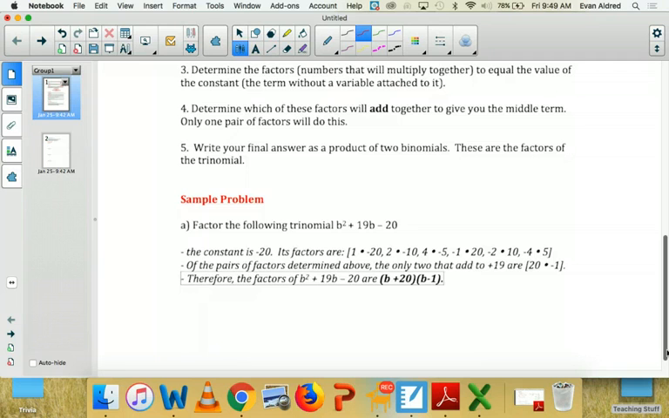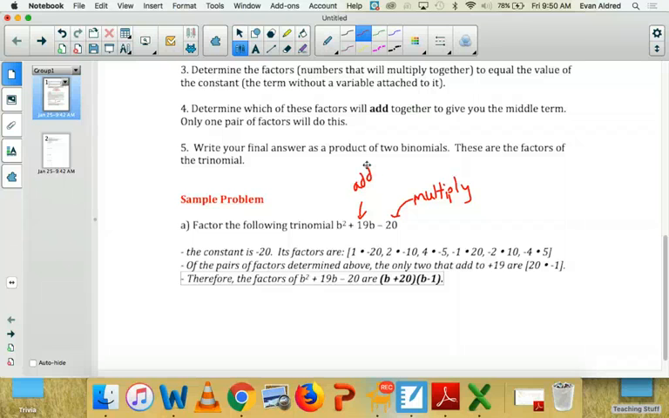So with product sum, we want to find the two numbers that multiply to give us our final value, and also add to give us our middle coefficient. So in this question, we're finding the two values that multiply to give negative 20 and add to give plus 19. If we're trying to find two numbers that multiply to give some other number, that's just another way of saying, what are the factors of, in this case, negative 20.